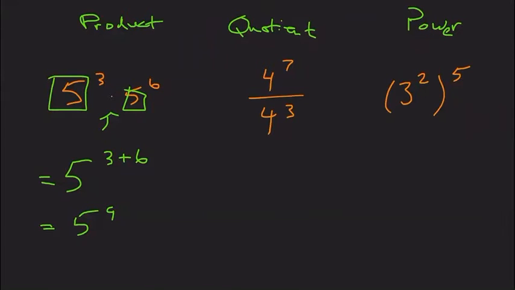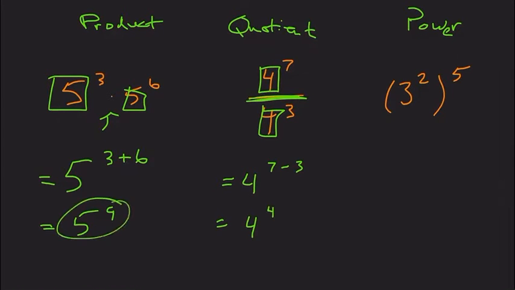Quotient property is basically the same thing, but with division. It says if we have the same base and we're dividing, you can subtract the exponents. So 4 to the 7 minus 3, it's always the top one minus the bottom one. And that's going to give us 4 to the 4th power.